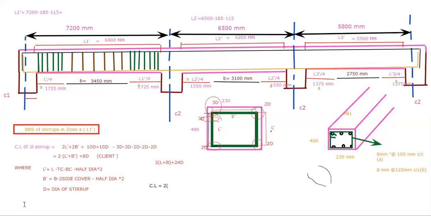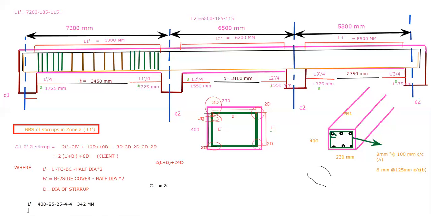If you find out the L dash here, what will come? 400 minus 25 and minus 8 mm means half, so 4 minus 4. What will be the L dash? Subtract 58, how much will come? 400 minus 58 is 342 mm.